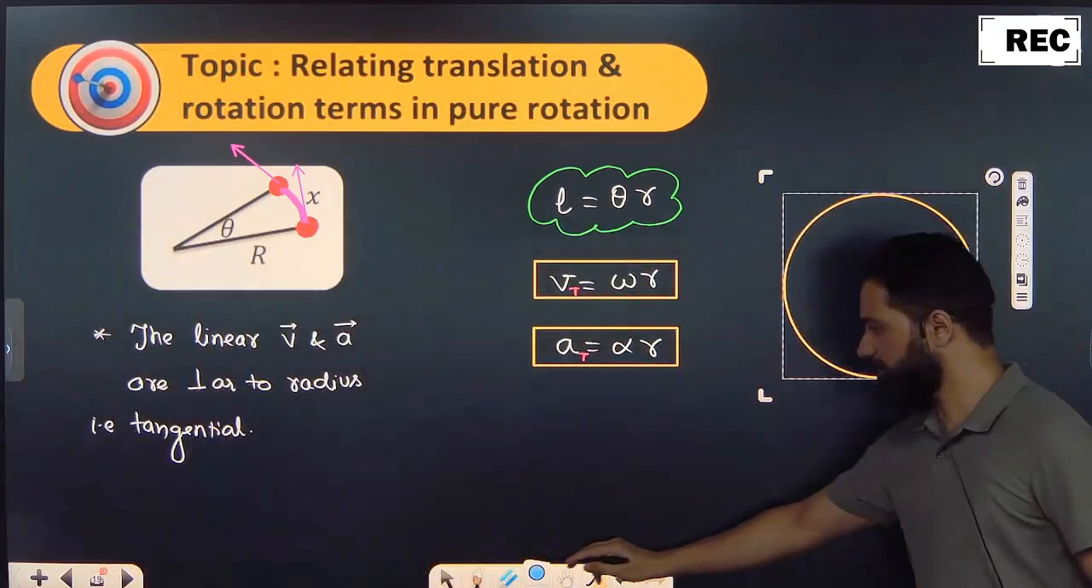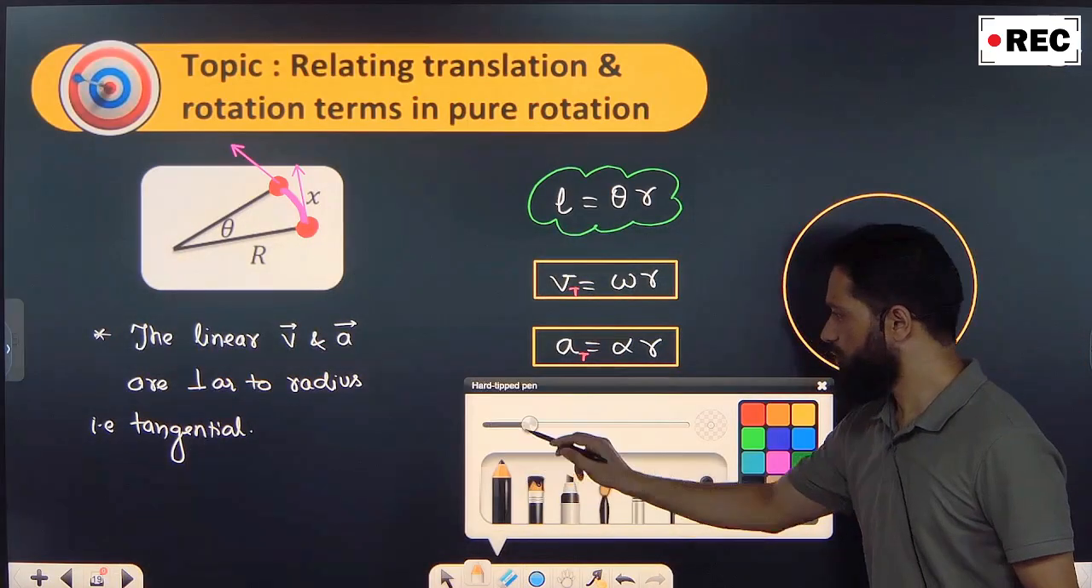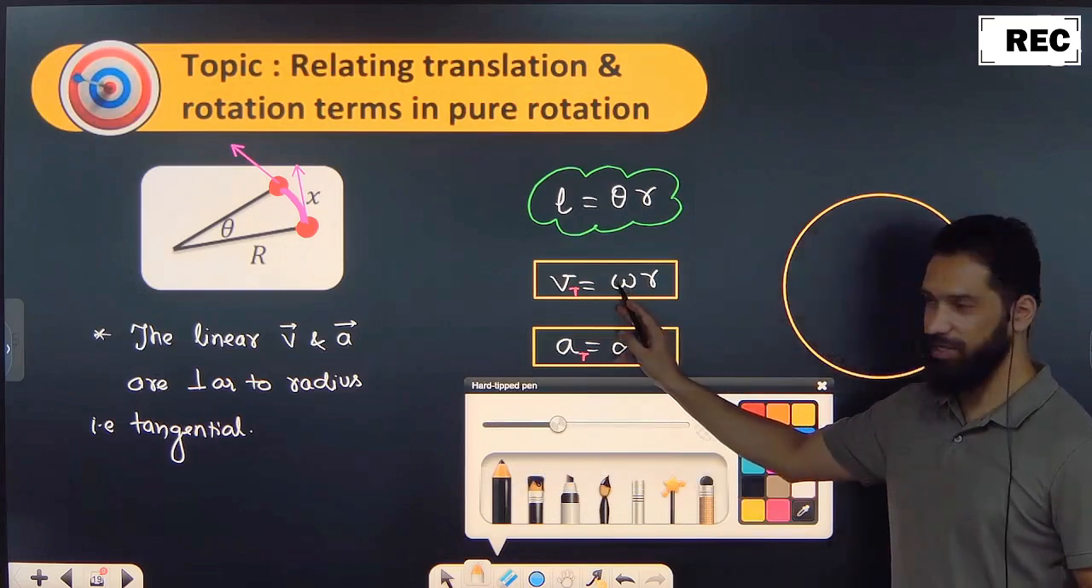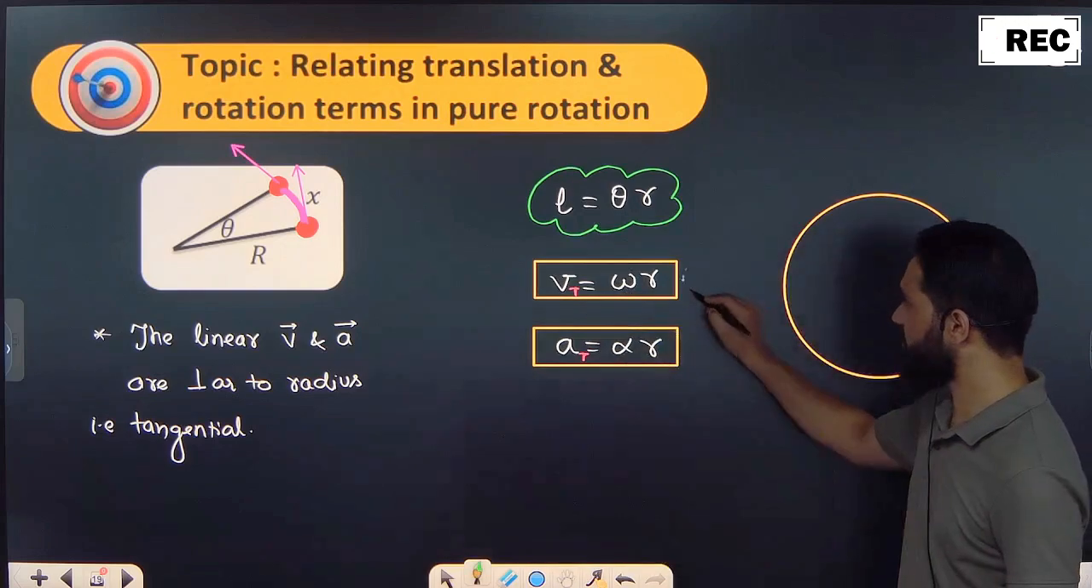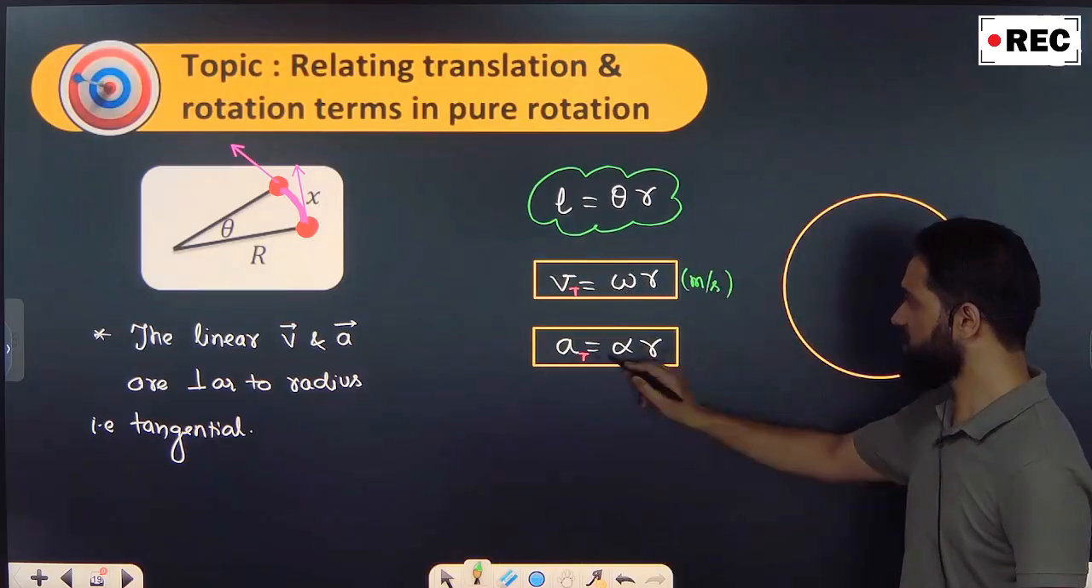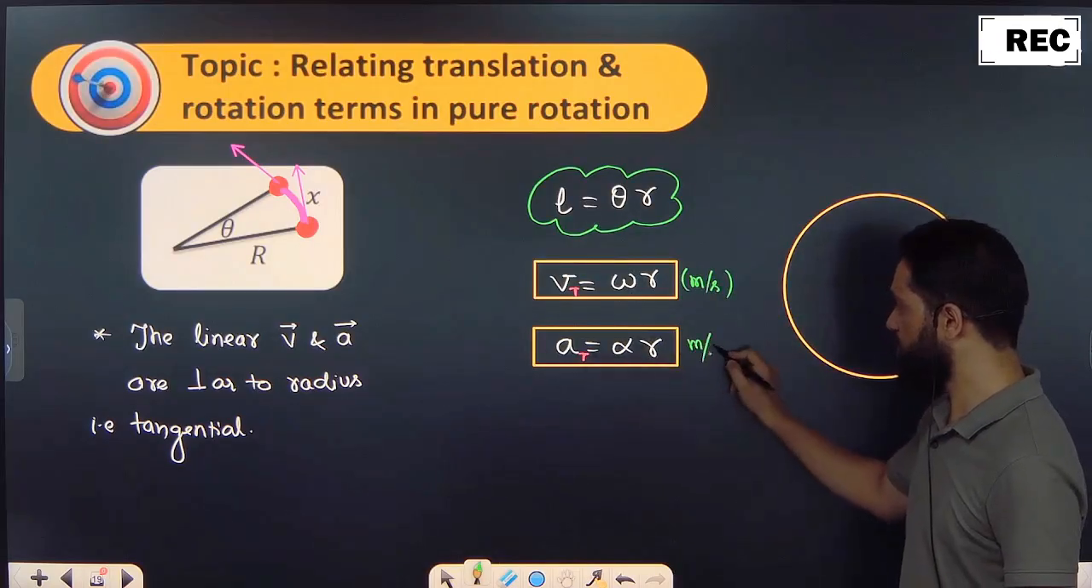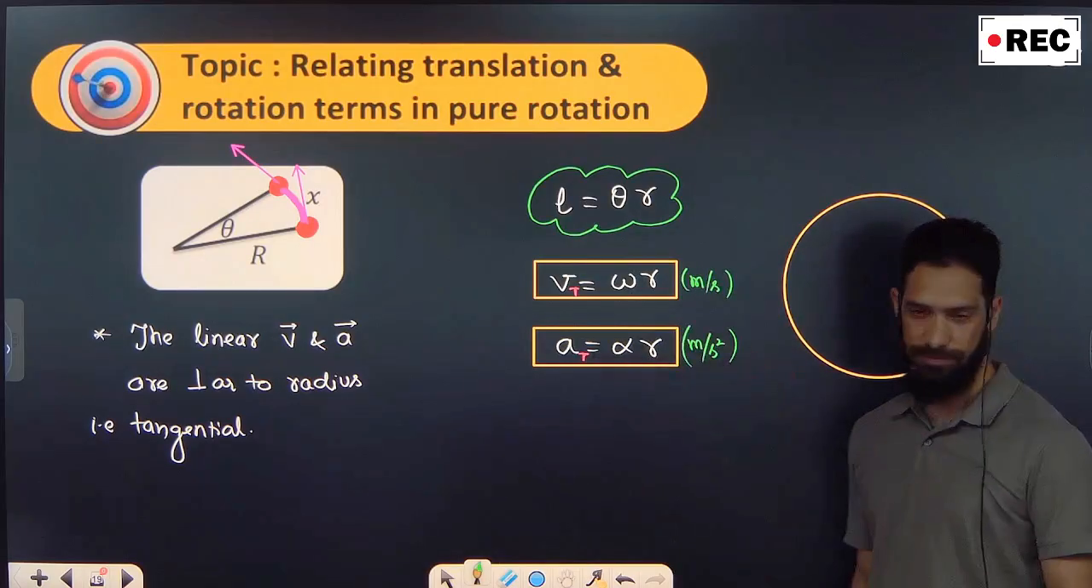See, now here the confusion for students is this. One thing is, sir, we had said omega is radian per second and alpha is radian per second square. What is the unit of v? This v is the same as the old meter per second. What is the unit of a? It is the same as the old meter per second square.